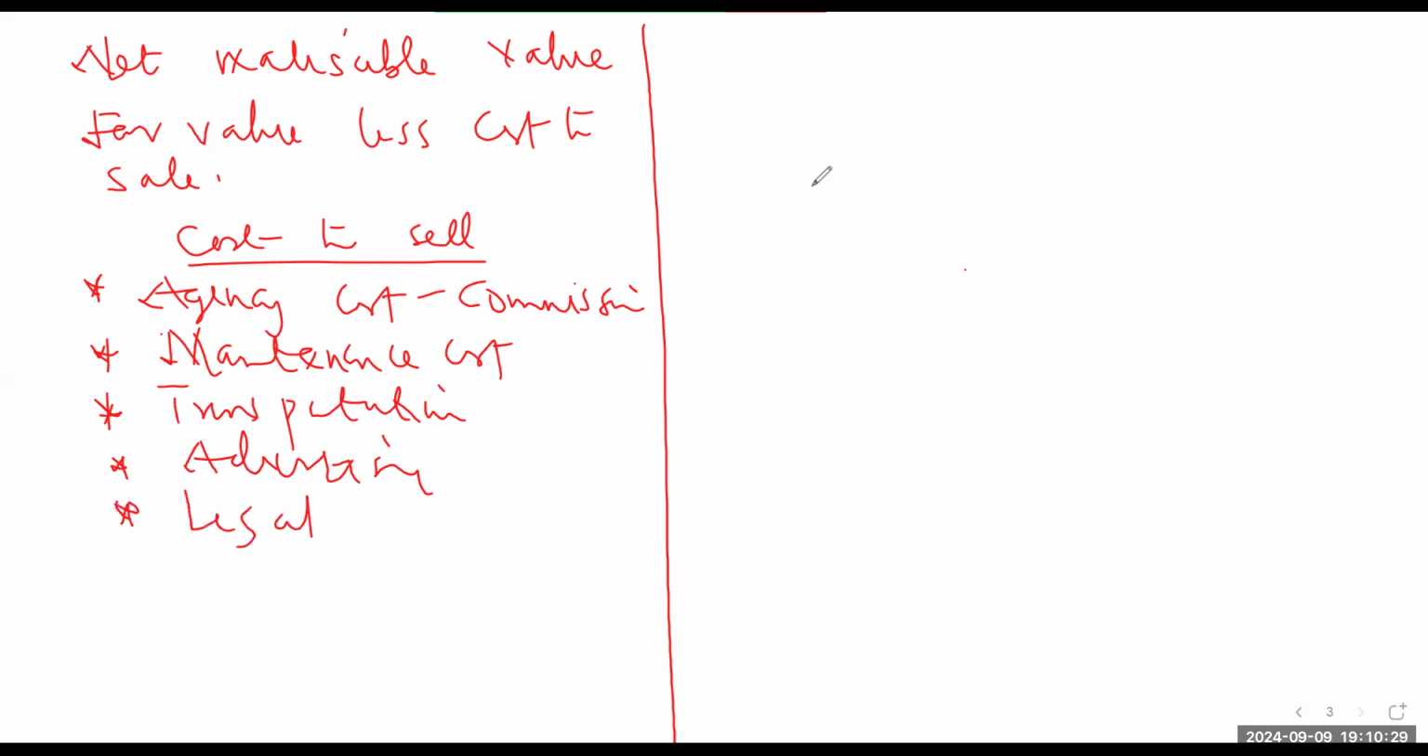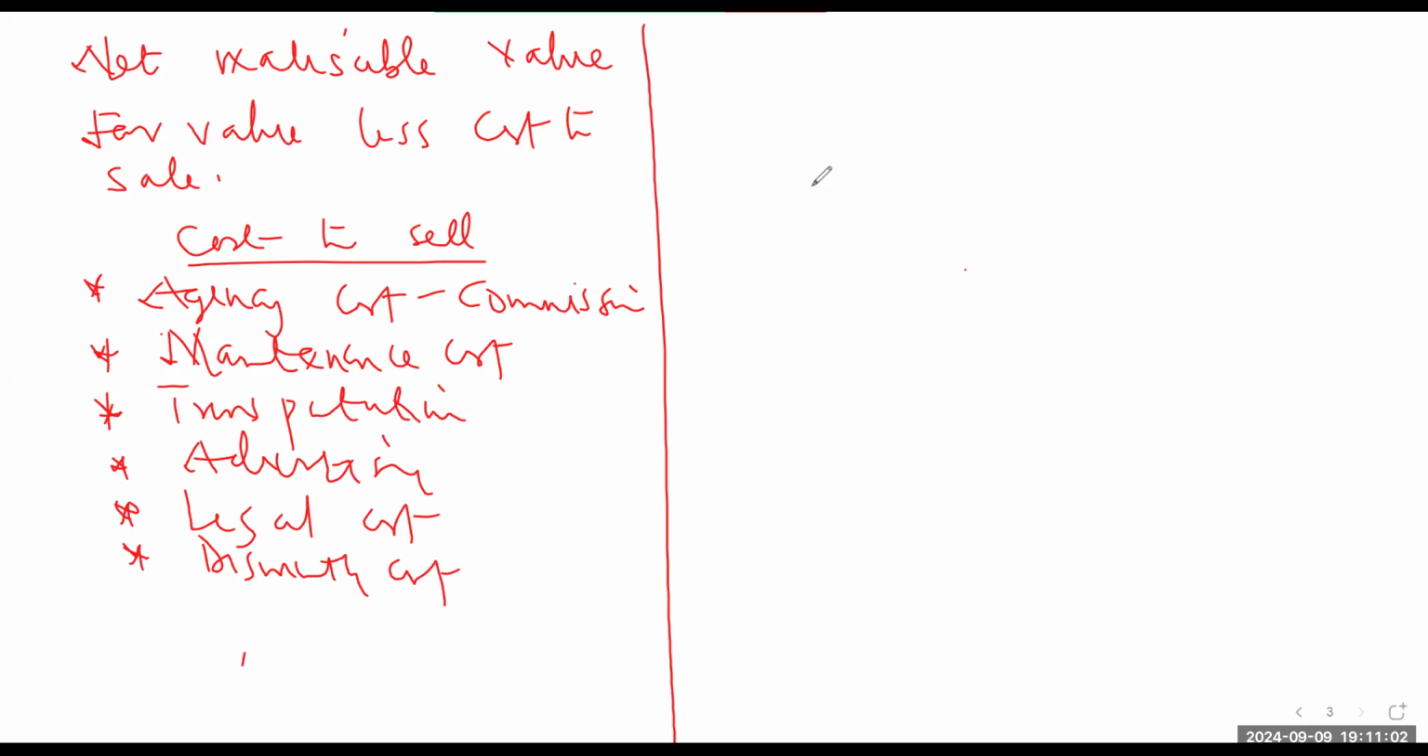Dismantling cost. You can also have the dismantling cost. You have to dismantle the asset before you sell, so you look at the dismantling cost. You only take care of the dismantling cost if you are not going to be carrying out the dismantling, meaning that the dismantling has been included in the selling price. So if you're not going to be doing the dismantling before selling, what would have been the cost of the asset without the dismantling?